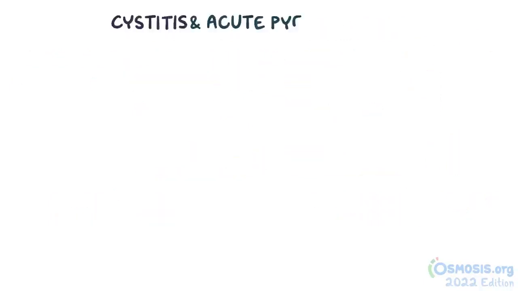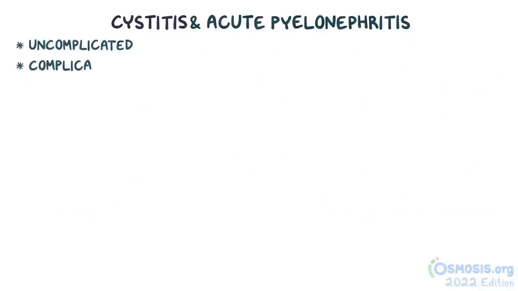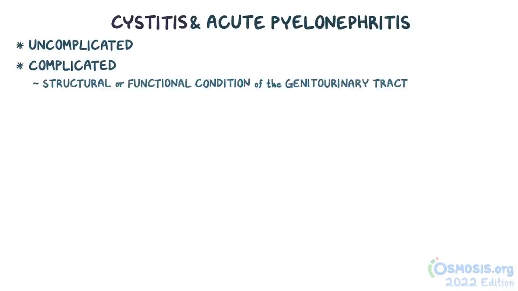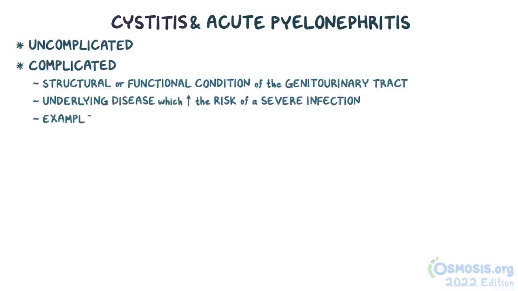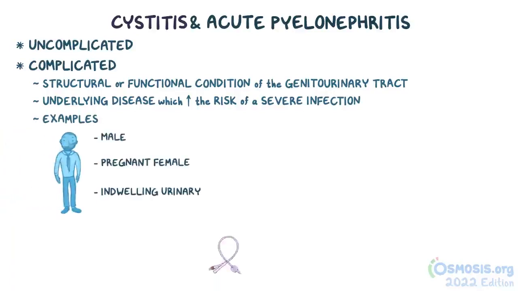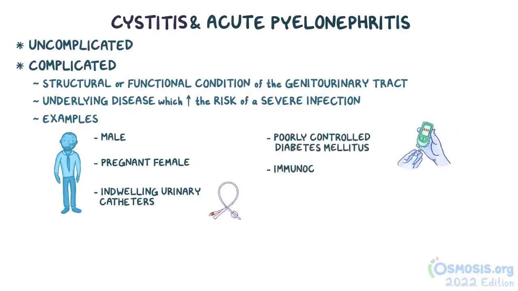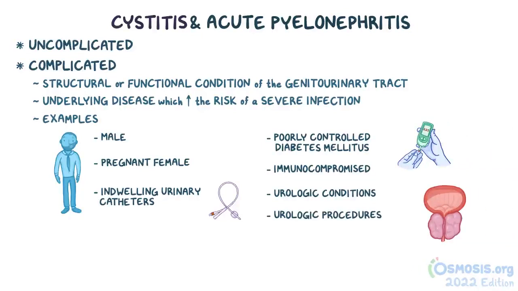Both cystitis and acute pyelonephritis can be uncomplicated or complicated. By complicated, we mean that the individual has an associated structural or functional condition of the genitourinary tract, or an underlying disease which increases the risk of a severe infection. So a complicated UTI is one that happens in a male, a pregnant female, and individuals with indwelling urinary catheters. Additionally, it's considered a complicated UTI when it happens in individuals with poorly controlled diabetes mellitus, immunocompromised individuals, those with urologic conditions like urethral strictures, and those that have had urologic procedures.